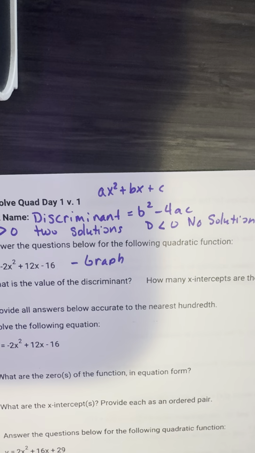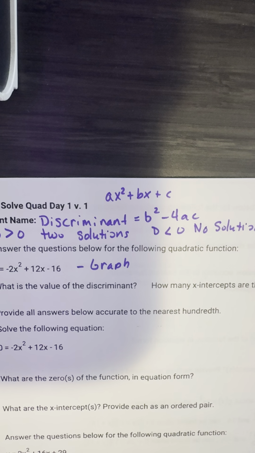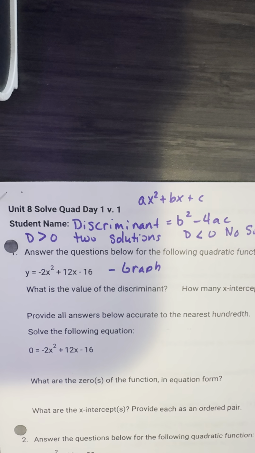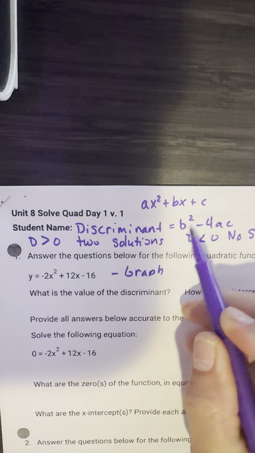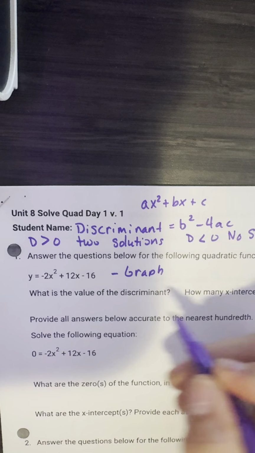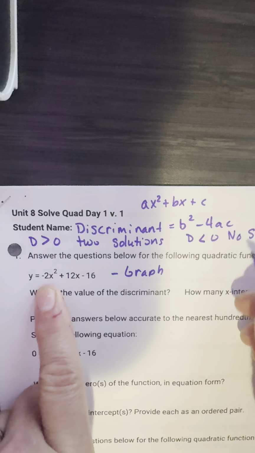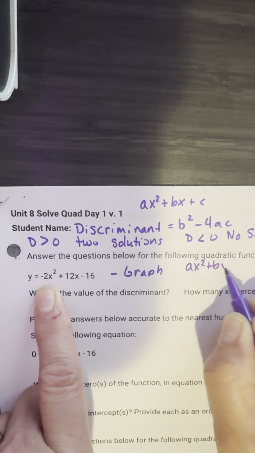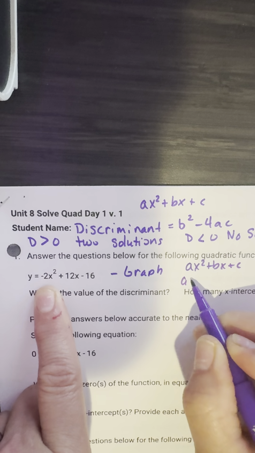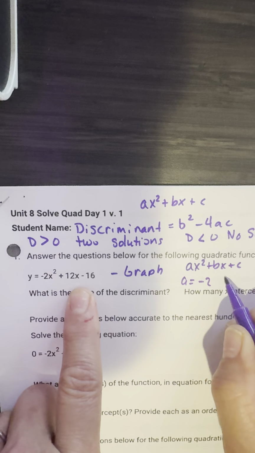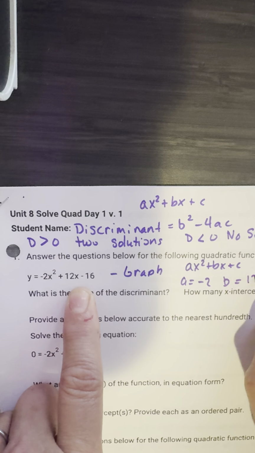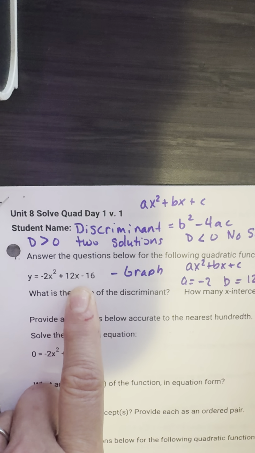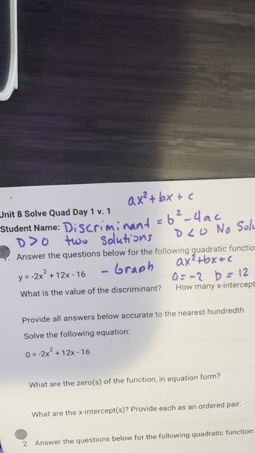Okay, so what is the value of the discriminant is the first question. So to find the value of the discriminant, you have to find the discriminant. So we have b squared minus 4ac. So first off, what is your a? So if it's ax squared plus bx plus c, your a is -2, and b equals 12, and c equals -16.